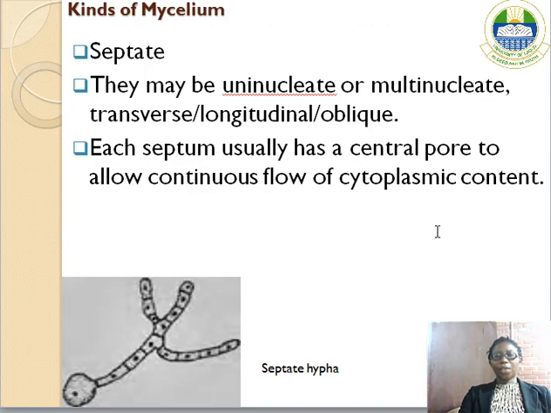Another structure we look at in the fungal morphology is the mycelium. As said earlier on, the mycelium can be septate or non-septate. It may be uninucleate or multinucleate. For example, on the screen you have a septate mycelium where the structure is being divided into different segments, the septa. And in this kind of mycelium, the septum usually has central pores to allow for continuous movement of the cytoplasmic content around the body of such a fungus.